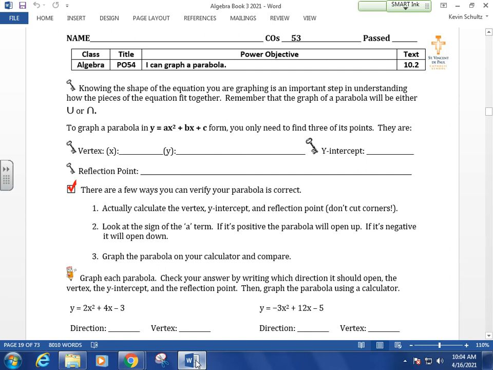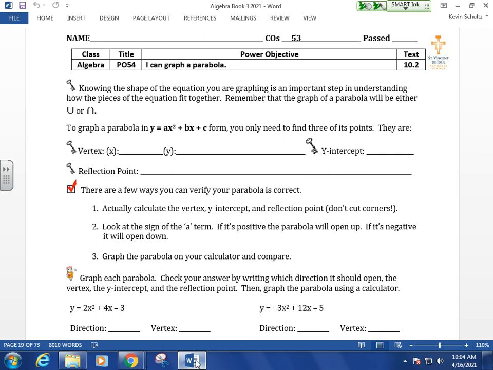Good day, Algebra. We are here covering PO55, graphing a parabola. In PO53, we talked about the characteristics, the direction that it opens, and the vertex points. Today we're going to tie it together and see how we can put these on the coordinate plane so that eventually we can look at a graph, analyze it, know what it's trying to tell us, and use it in real context.